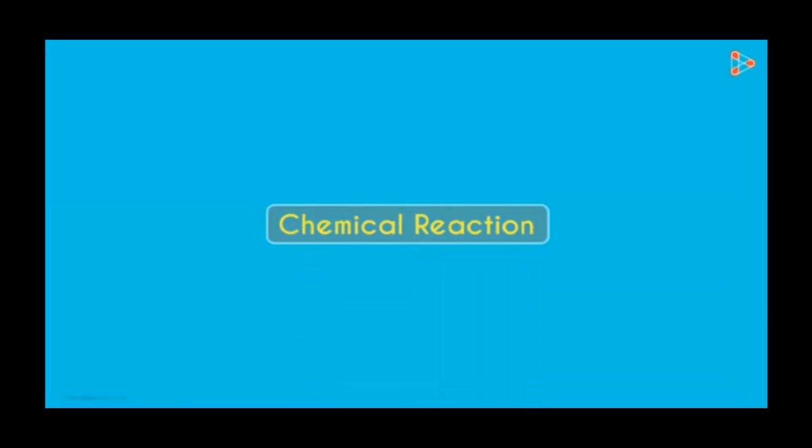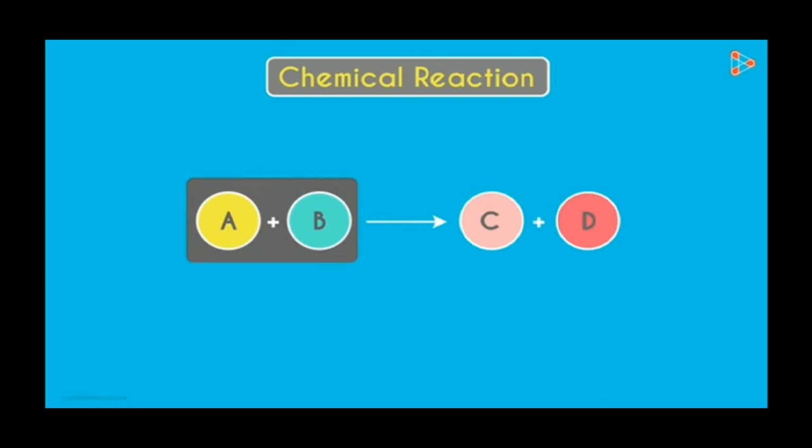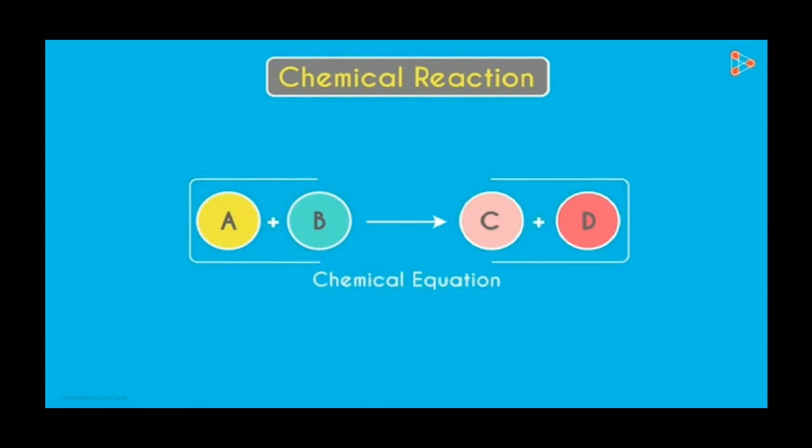Now we will discuss chemical equations. Before that, let us see what happens in a chemical reaction. Two substances react with each other to form new substances. To understand this in a simple way, we can say that A plus B react with each other to give C and D. Two substances A and B reacted to give new substances C and D. So this is a chemical equation.